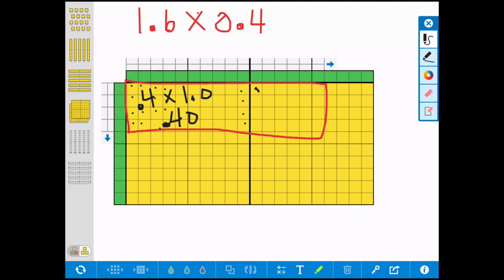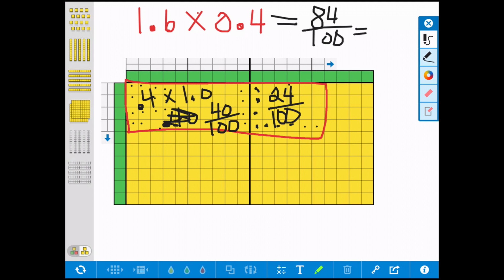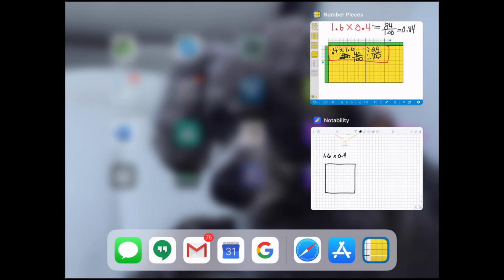And then same over here. We'd have 1, 2, 3, 4 by 1, 2, 3, 4, 5, 6. So we're going to have 24 hundredths over here. And over here, I could rewrite it as 40 hundredths. So adding that together gives us 84 hundredths, which is 0.84. Bam. And so what we're doing here is we're really trying to build that rectangle. And we're doing it concretely.